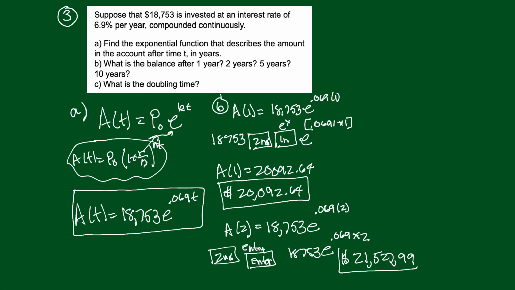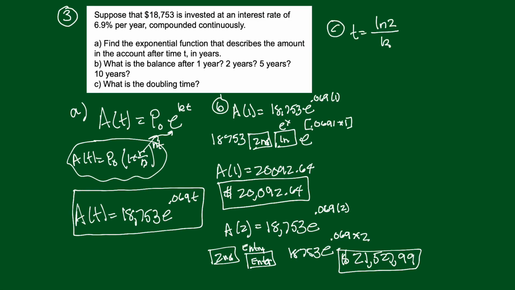All right, so we start with 18,753. After 1 year, it's gone up to 20,092. After 2 years, we're now at 21,527. And the next one is 5 years. Now, I'm not going to do the 5 years. I'm just going to replace now the 2 with a 5.